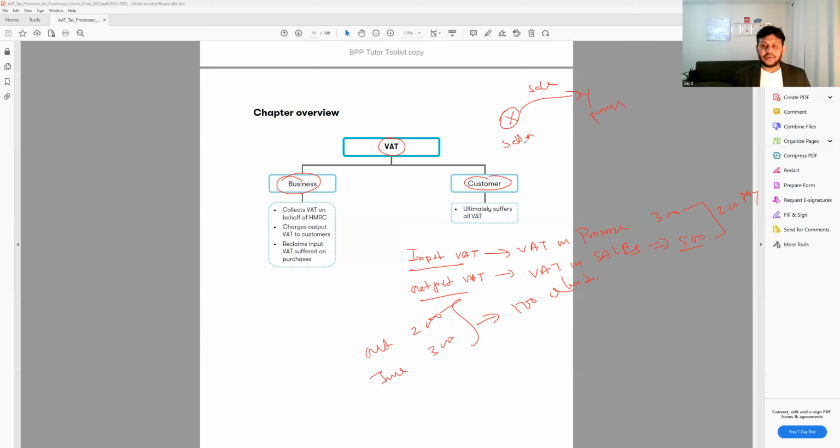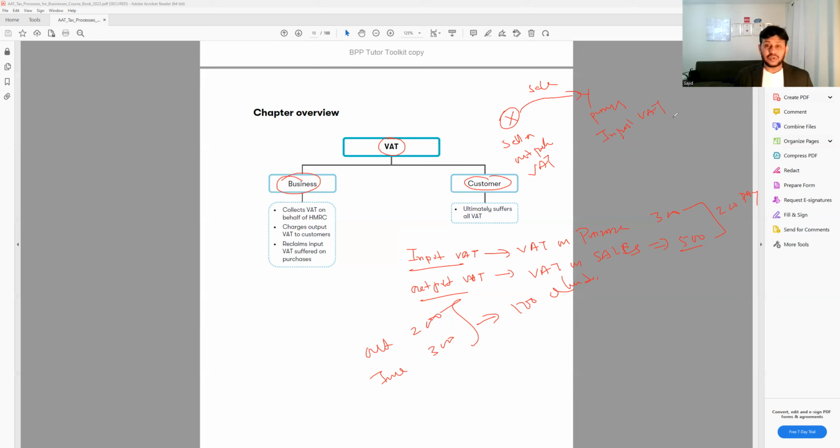So what happened? For X, it is the output VAT because X is selling. So for the seller, it is output VAT. On the other hand, Y is a purchaser. So he's buying. So when you buy, he pays the VAT. For him, it is an input VAT.